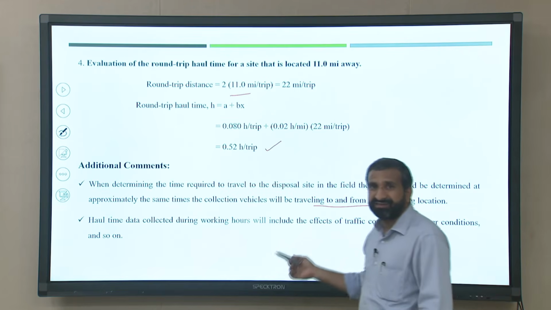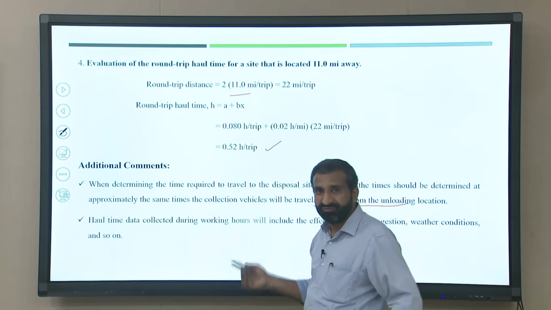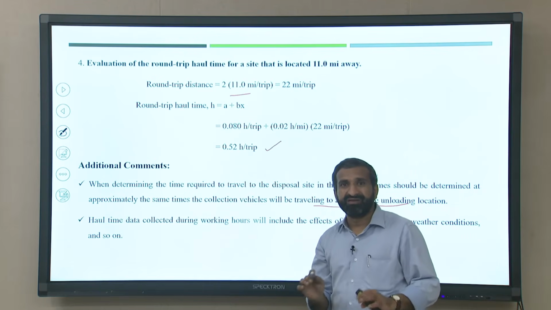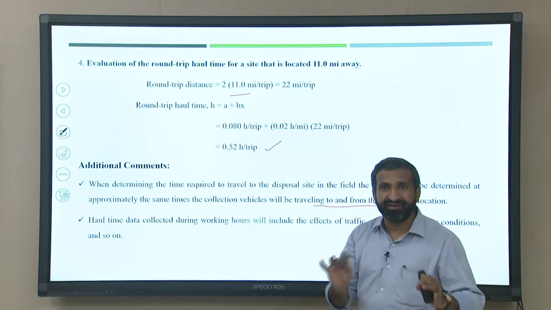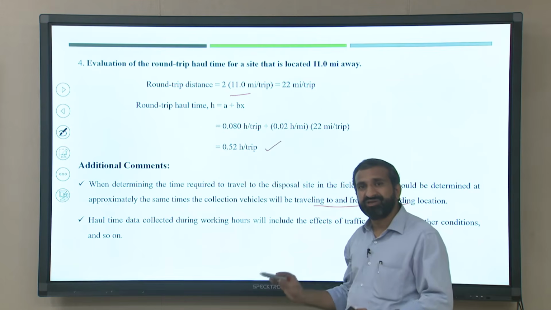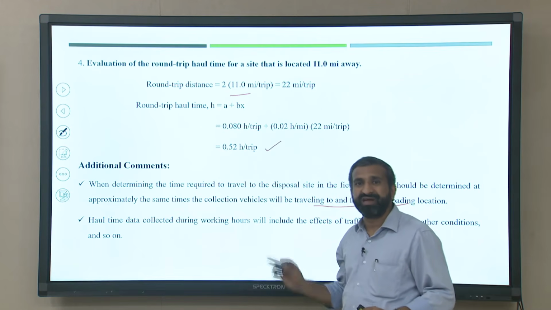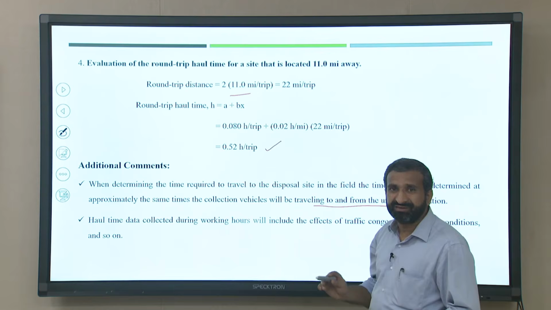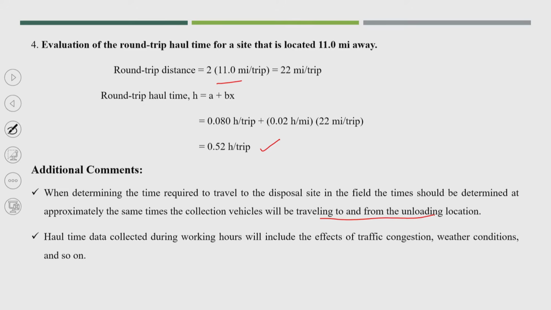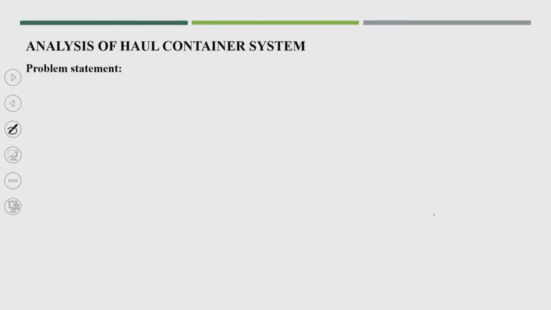So, from this numerical we found how we can calculate the A and B constants, and based on that how best we can calculate the haul time value. Now, we will go for another numerical, another problem. From that we will try to understand how best we can design the haul container system.